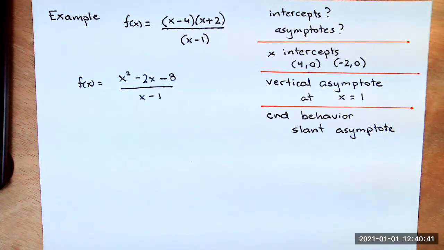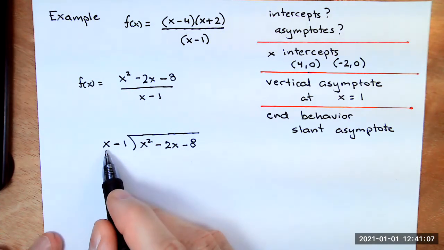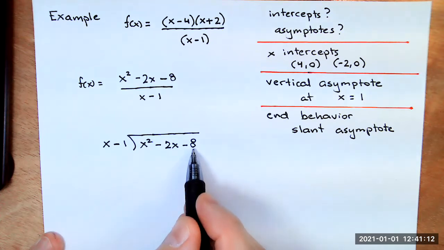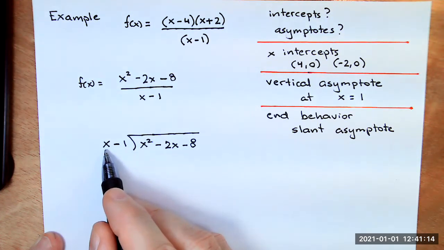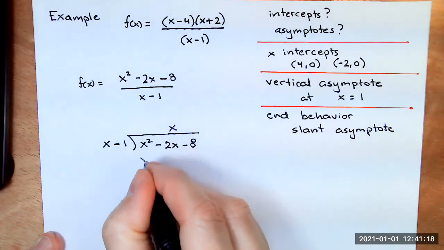And we'll use long division. You can either use synthetic division or regular long division. All right, so I'm going to divide x minus 1 into x squared minus 2x minus 8. What do I multiply x by to get x squared? That'll be x.